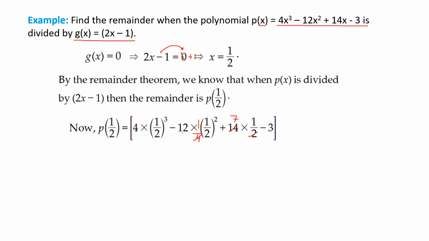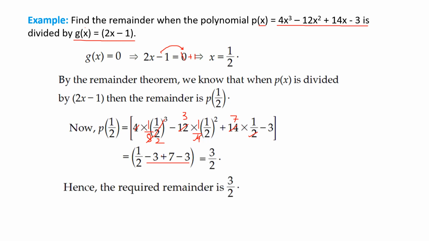See carefully, and this can be cancelled. We will get minus 3, और ये हम लोग को 1 by 8 मिलेगा, 1 by 8, 4 कैंसिल कर सकते हैं इसके साथ में. सो 1 by 2 minus 3 plus 7 minus 3. ओके, सो minus 3 plus 7 minus 3 ये कितना होगा? Plus 1? Yes, sir. And half plus 1 is 3 by 2. So hence the remainder is 3 by 2. So this is the first type of question.